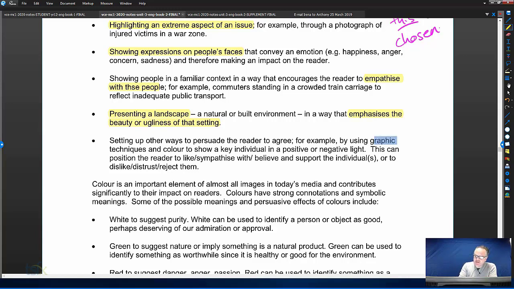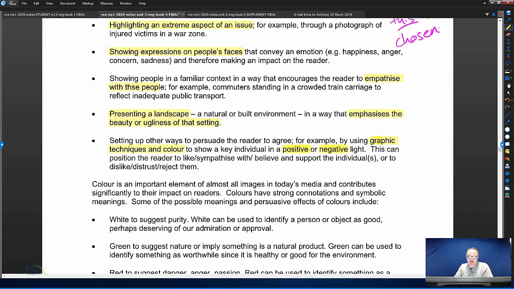We can think about other sorts of graphic techniques and colour and how they can position in positive or negative ways. And those things, like angle or composition, framing, the choice of subject, where you place the subject in that space, etc., etc., can all help to position the reader either positively, as I said, or negatively, depending on the position being taken.